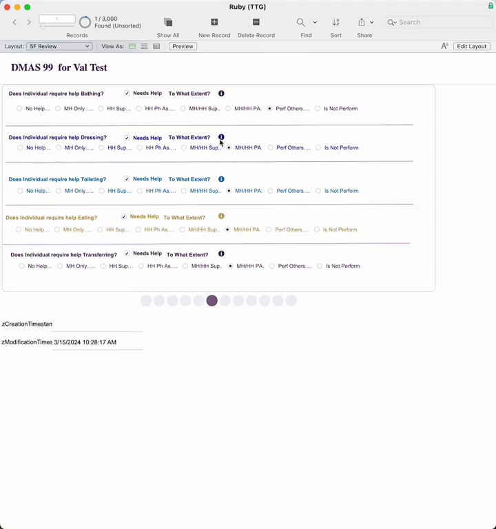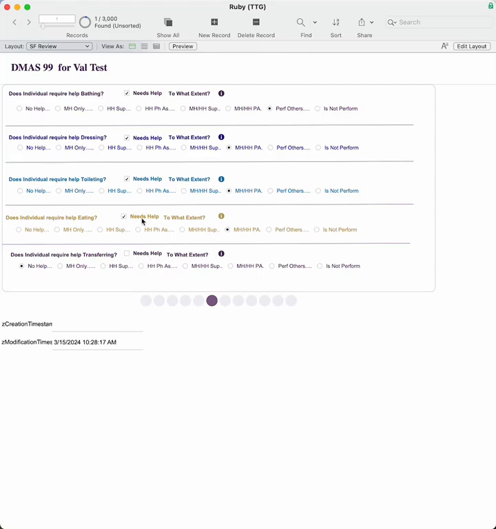So whenever you see a little information button, you'll know that's information coming over from Loris, if it came. If it did not come, you need to ask the questions and complete the information. You need to make sure that needs help is checked if there is a dependency. If they do not need help, maybe they don't need help in transferring, then you're going to choose needs no help and uncheck this.